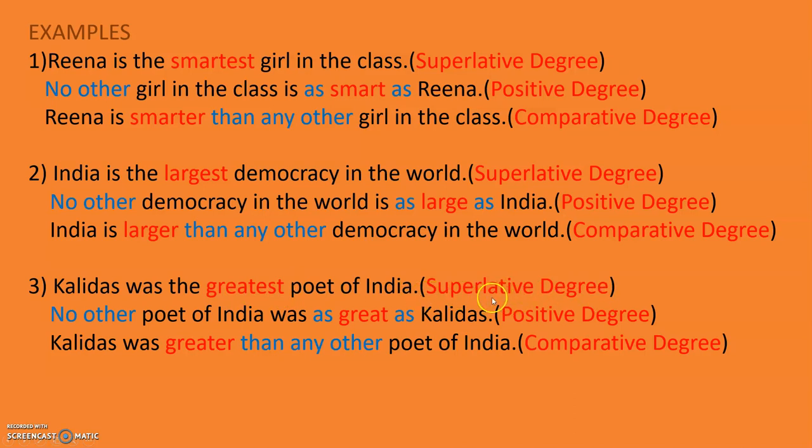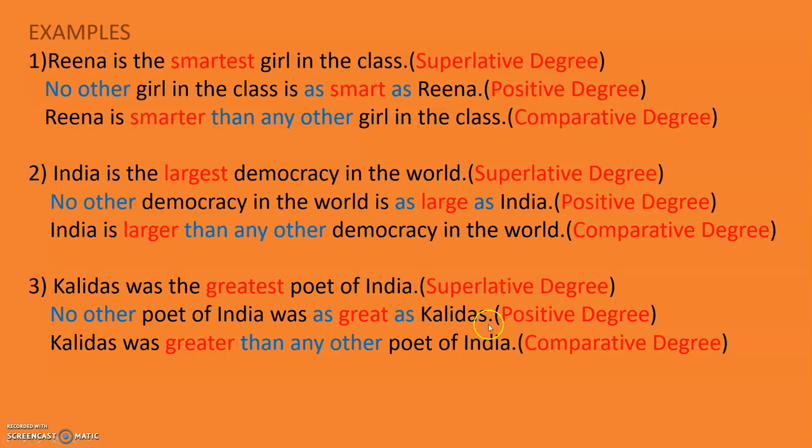Now I have to change it into positive and comparative. So when I change it into positive, how will it come? No other poet of India was. Now you know it is "was". Why? Because Kalidas is the past, we are talking about a past person, no? So "was as great as". So great is there, so it is positive degree, and on both sides you have "as".